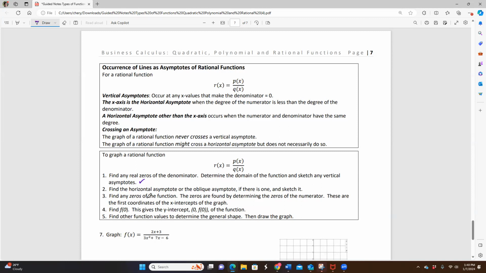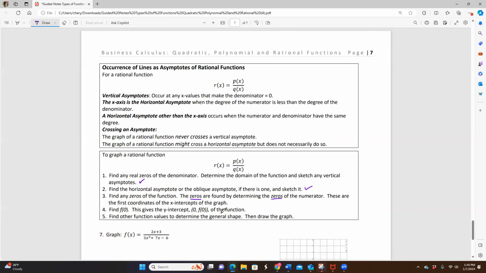We did that for the previous problem. Then we find any horizontal or oblique asymptotes. We did that. Now we find any zeros of the function. So it tells us here the zeros are found by determining the zeros of the numerator. These are the first coordinates of the x-intercepts of the graph. Then we substitute 0 into the function to find the y-intercept. Then we might want to find any other values to determine the general shape.